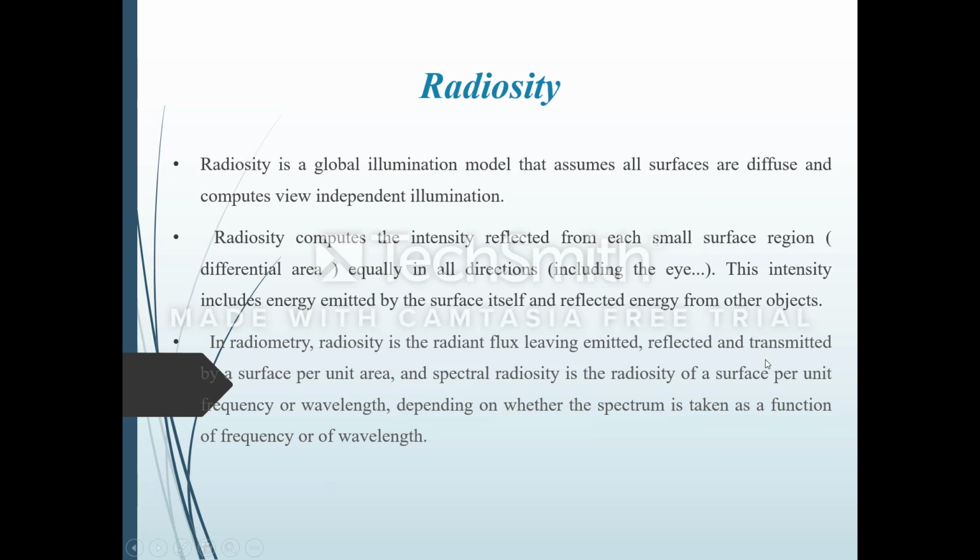Here we can see a different definition: radiosity is a global illumination model that assumes all surfaces are diffuse and computes illumination. It also computes the intensity reflected from each small surface, the intensity emitted by the surface itself, and the energy reflected from other objects. In radiometry, radiosity is the radiant flux leaving, emitted, reflected, or transmitted by a surface per unit area, and also per unit frequency or wavelength, depending upon whether the spectrum is a function of frequency or wavelength.